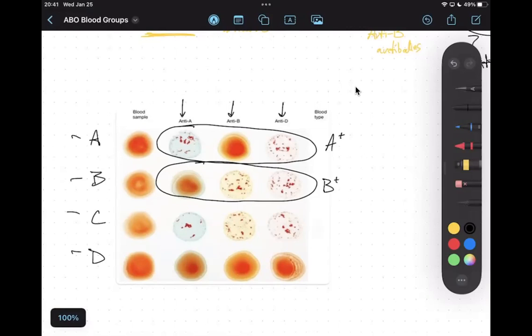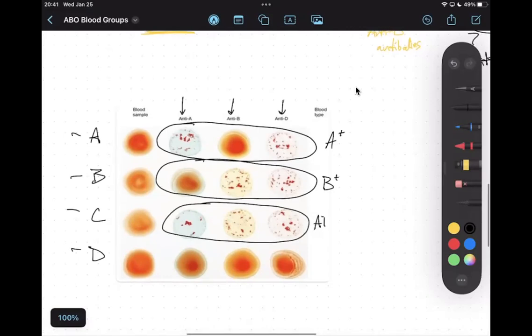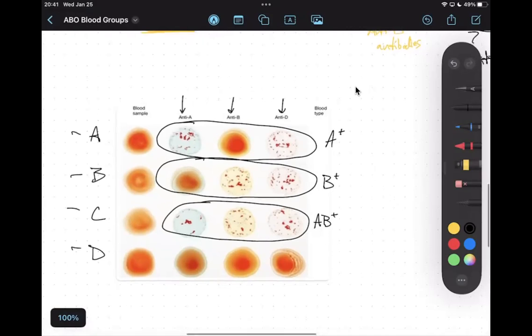Okay. We look at this third row here. In the first column, we see that it agglutinated, so we have A. Second column, we also see that there's agglutination, so that is B. And in the third column, we see that there's agglutination, so this is AB positive blood. And in this fourth row here, we do not have agglutination in any of the wells, so we know this is O negative blood.